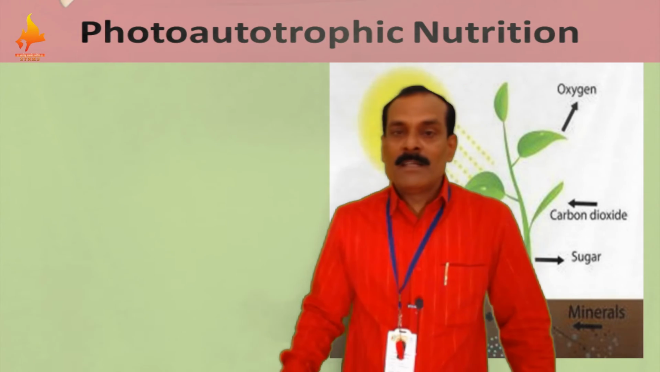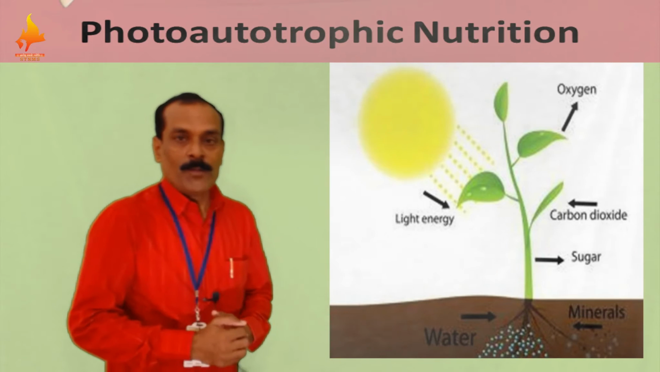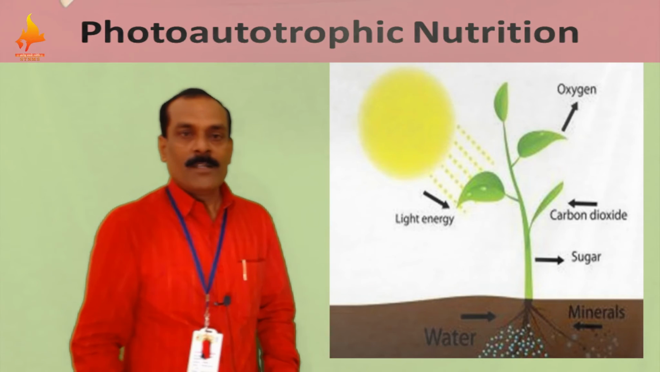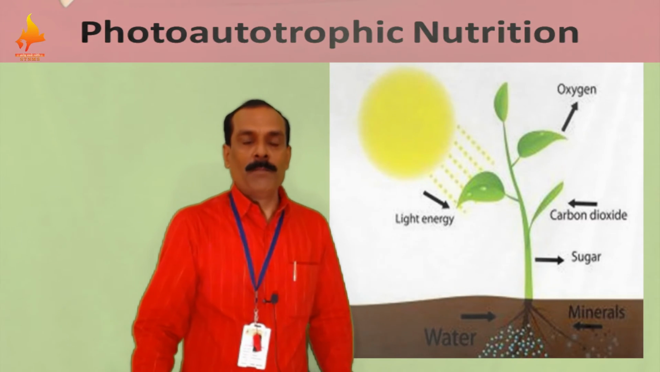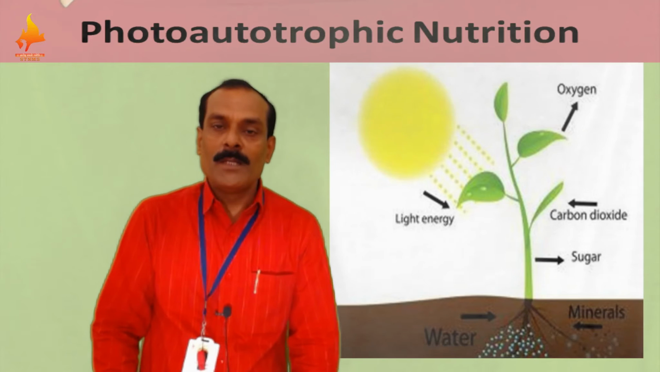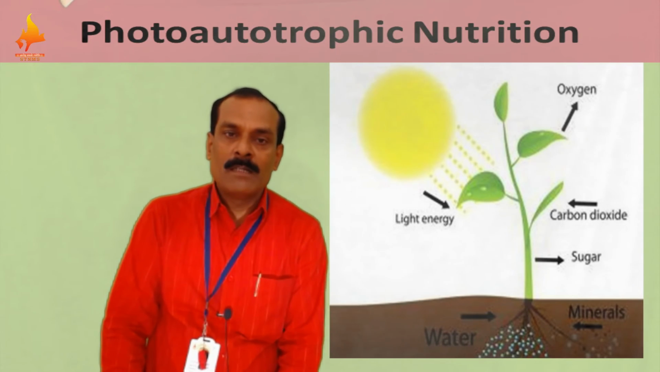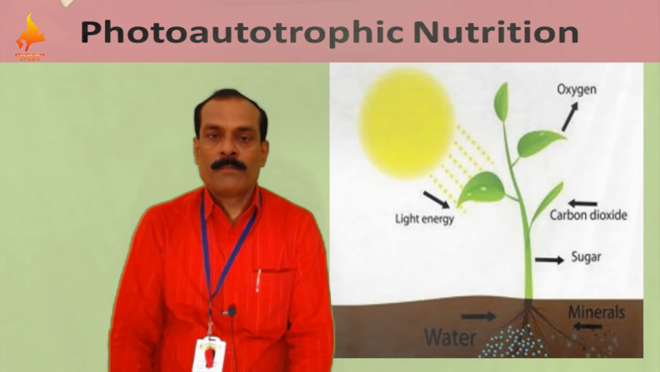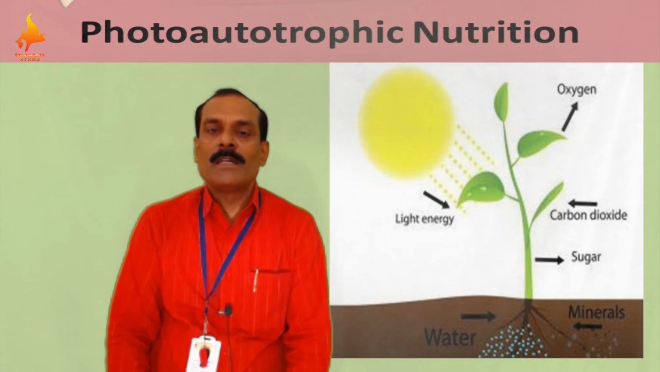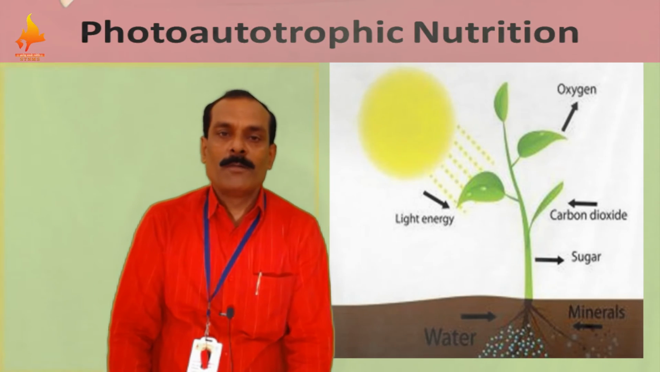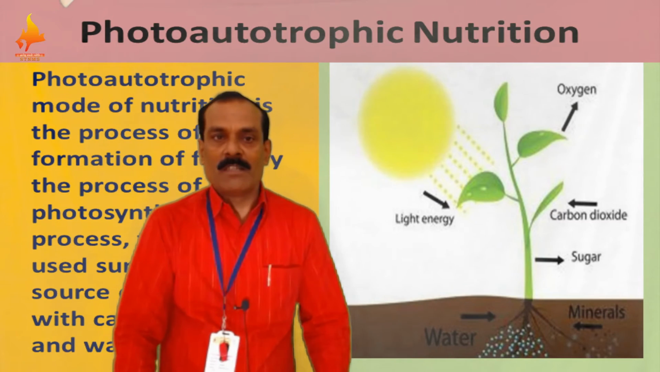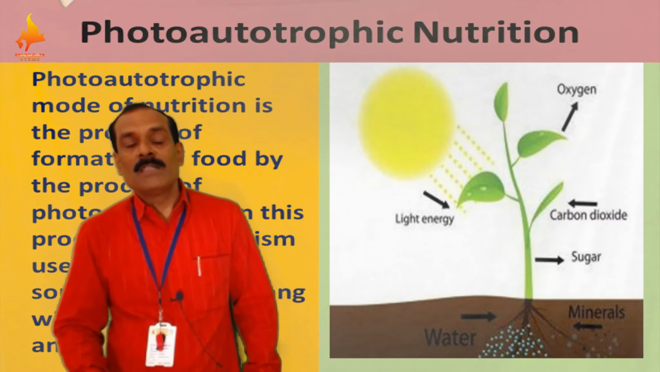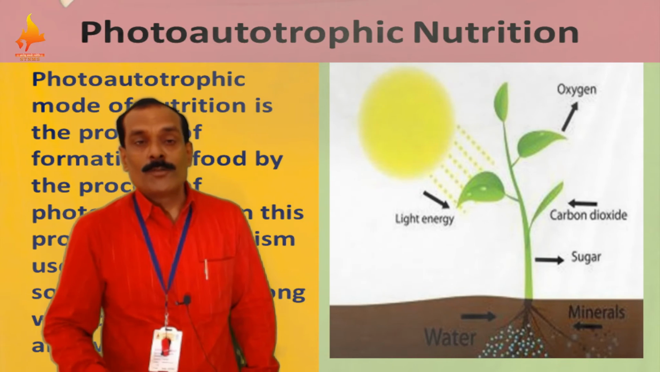You see that here a plant is shown and sunlight is there. So these are the organisms which prepare their food from simple inorganic material by using the sunlight energy. So now we can define photoautotrophic nutrition as the mode of nutrition in which the organisms prepare their food by using sunlight energy as the source of energy.